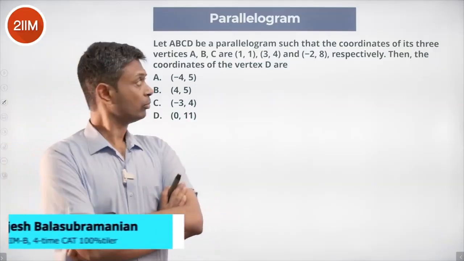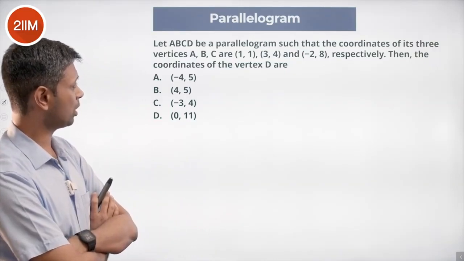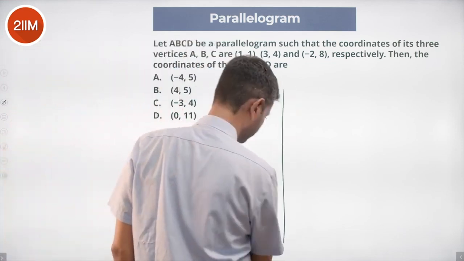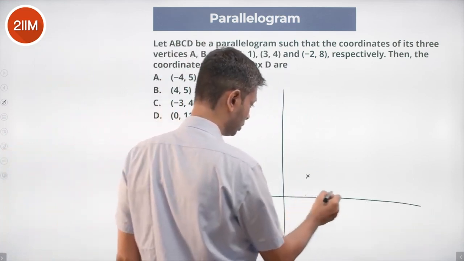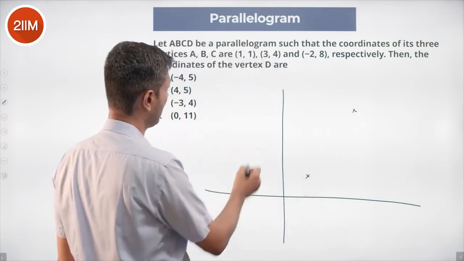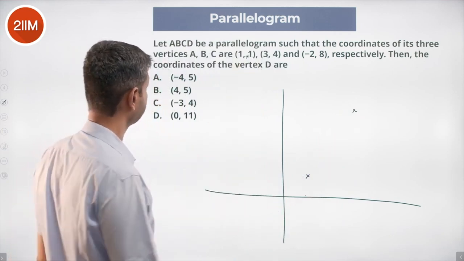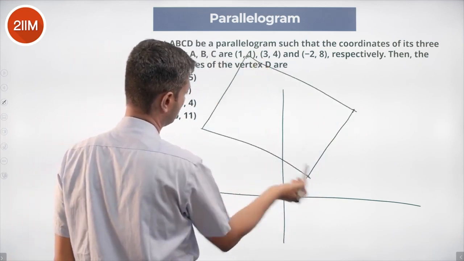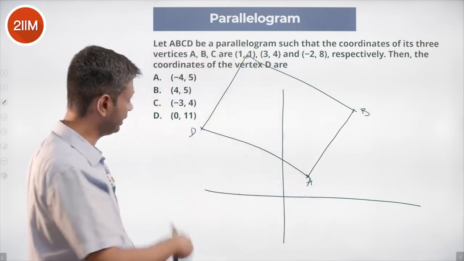Let ABCD be a parallelogram such that the coordinates of the three vertices A, B, C are (1, 1), (3, 4) and (-2, 8) respectively. Then the coordinates of the vertex D are, nice. (1, 1) should be A, (3, 4) is B, and (-2, 8) is C, somewhere here. This is a parallelogram, so it goes like this, and this should be D.